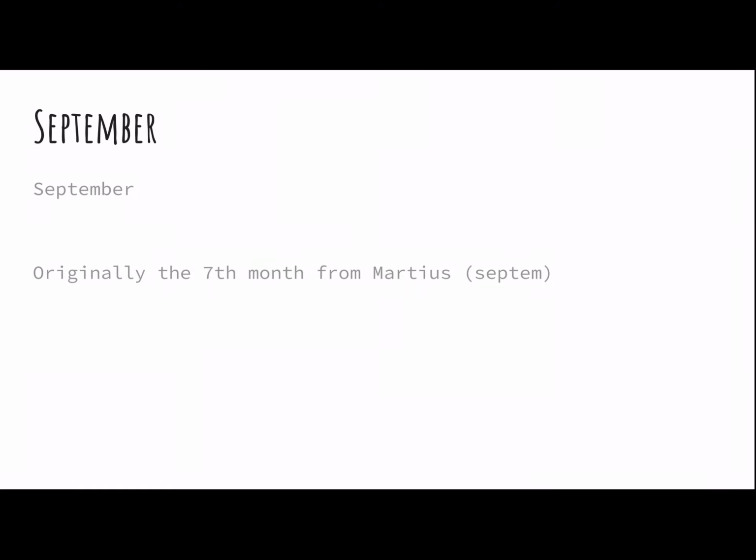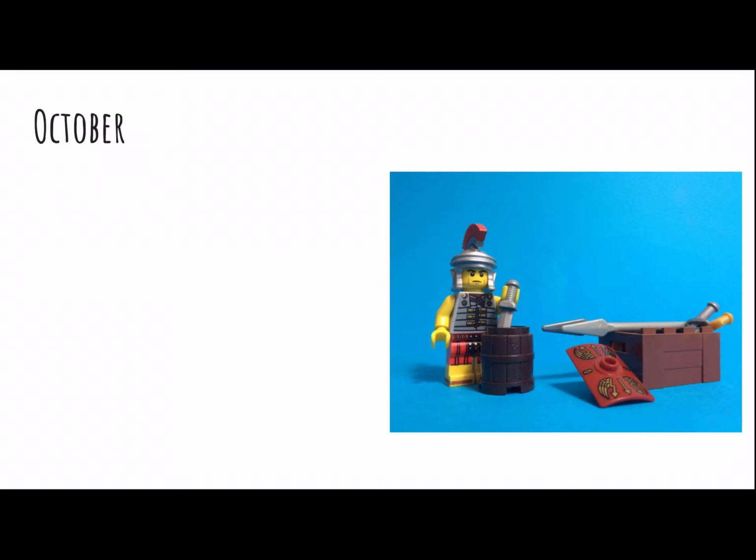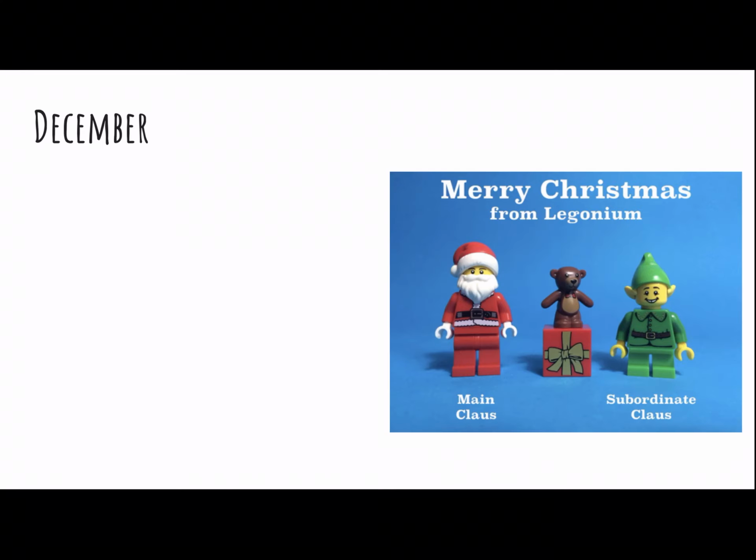September is September, and it's originally the 7th month from Martius. So you see that Latin number septem in there. October is originally the 8th month, and that's where we get octo. November, originally the 9th month, so that's why you see the stem of novem in there. And then December was originally the 10th month.